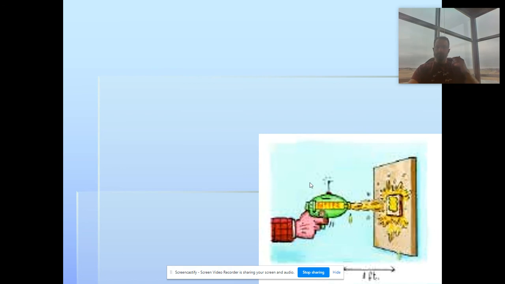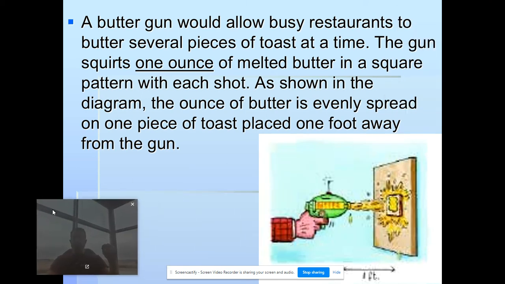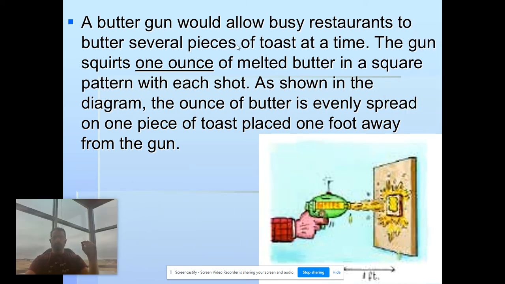So you put the butter into the gun, and it's going to melt. Let me move this over here. It's going to melt 1 ounce of butter and shoot it in a square pattern. So you're going to put the butter in, it's going to melt, and it's going to shoot that 1 pat of butter, 1 ounce of butter, evenly over the toast if you're 1 foot away. So if we go 2 feet away, how many pieces of toast could we butter at once?